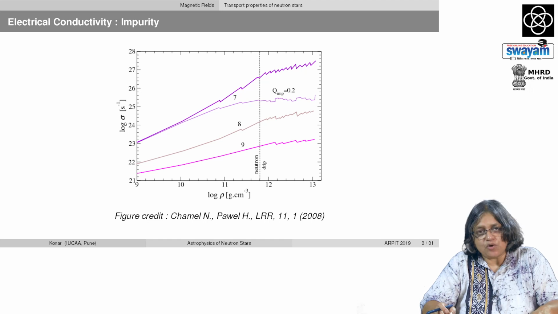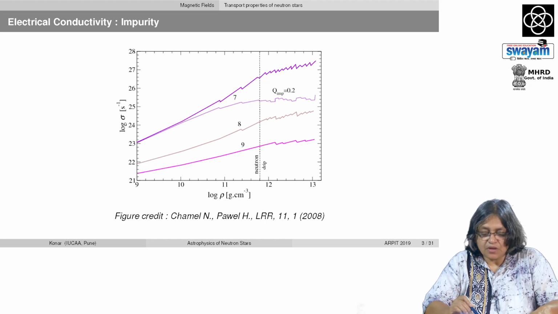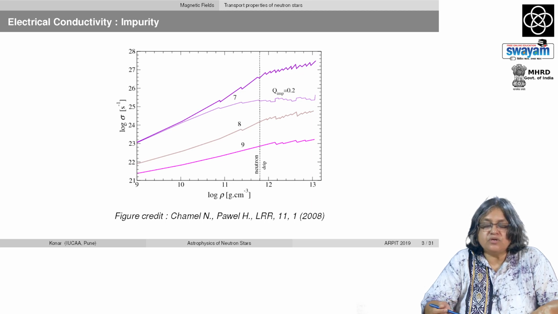Now, here is a similar plot of electrical conductivities, but here some impurity has been included. So, for example, look at this plot number 7. This is a plot without any impurity, and this is the corresponding plot with an impurity concentration of 0.2.